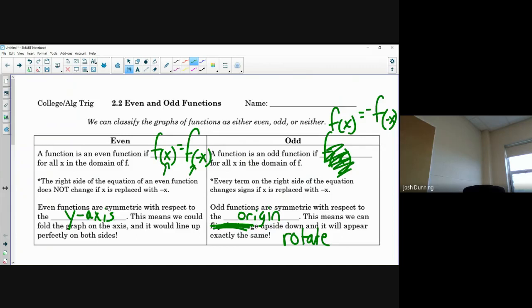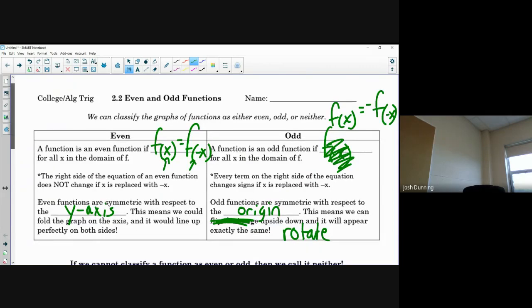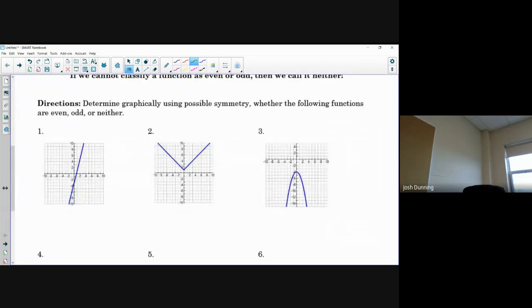And we'll see if I can get that to work. Let's take a look. All right. So determine graphically, even, odd, or neither. Okay, the test for even is a mirror image across the y-axis. Now, if you notice on choice 1, I fold that over. That's not lining up with itself down there. So that's definitely not even.